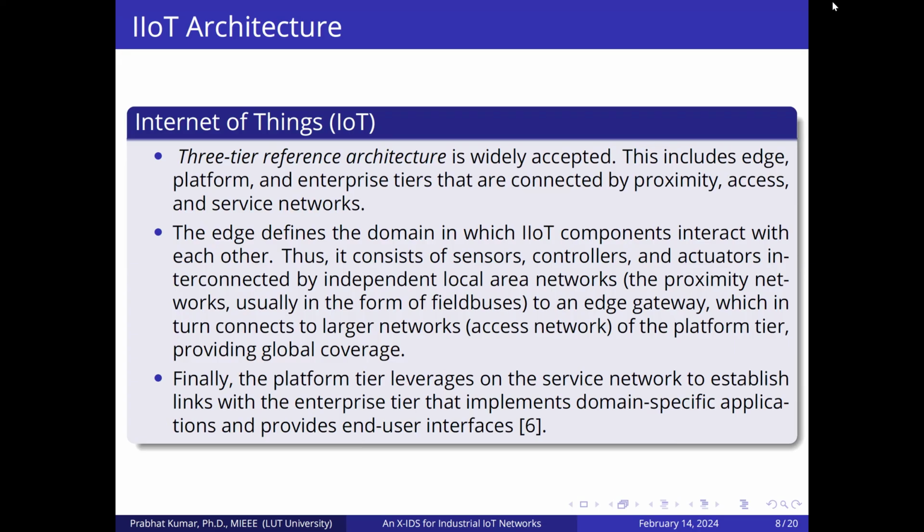The whole architecture consists of the edge platform, which has sensors, controllers, and actuators interconnected with each other using a local area network. Then there is an edge gateway, which connects these sensors directly with a large network, which we are calling the platform tier. This platform tier gives you a global coverage, as there can be multiple different subsections.